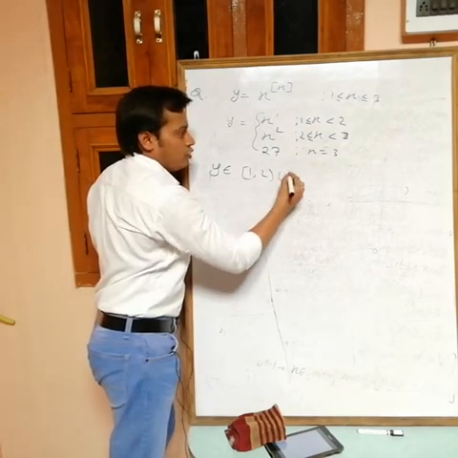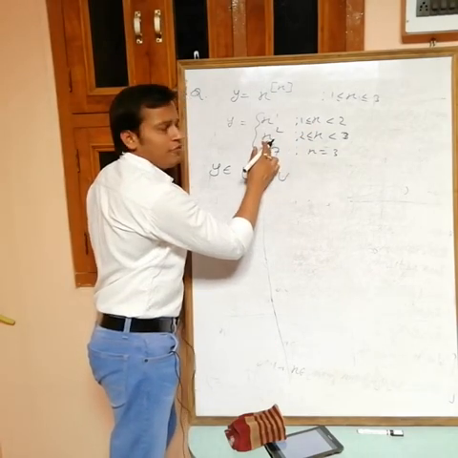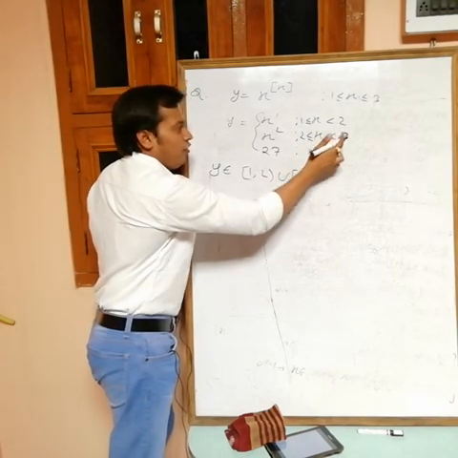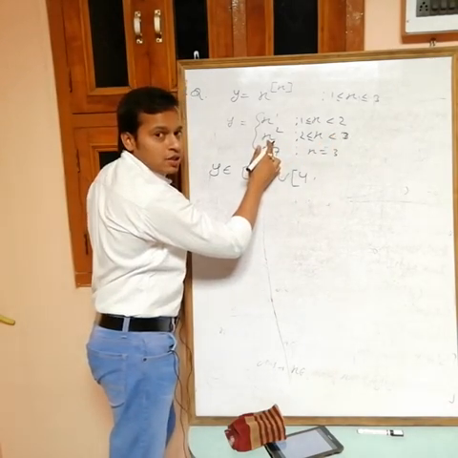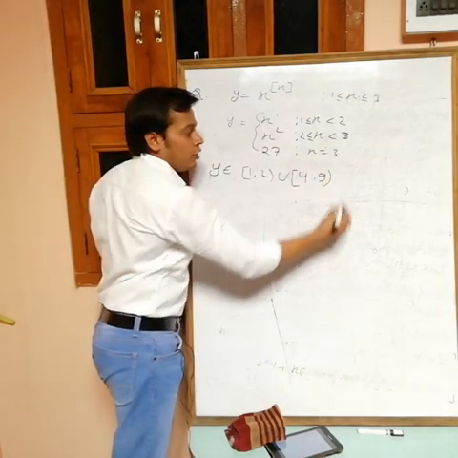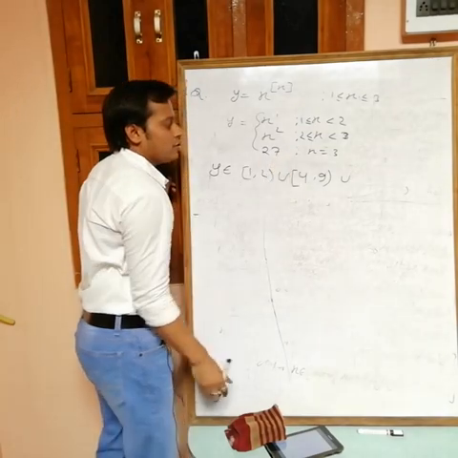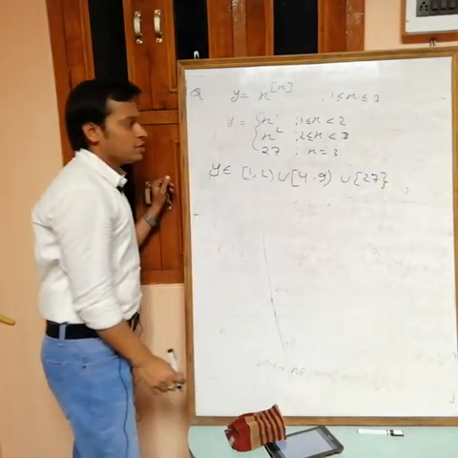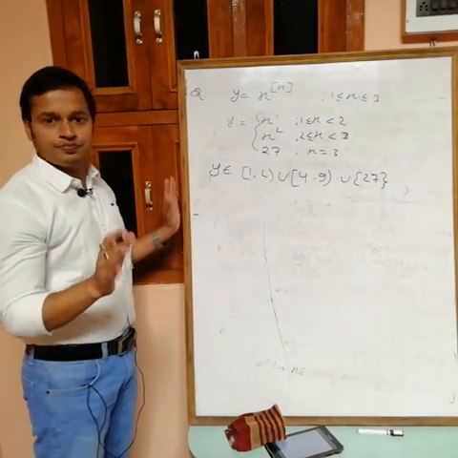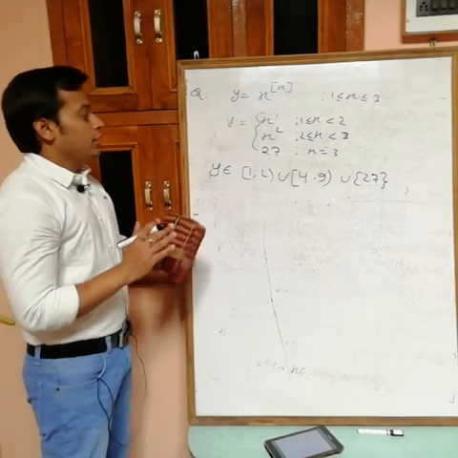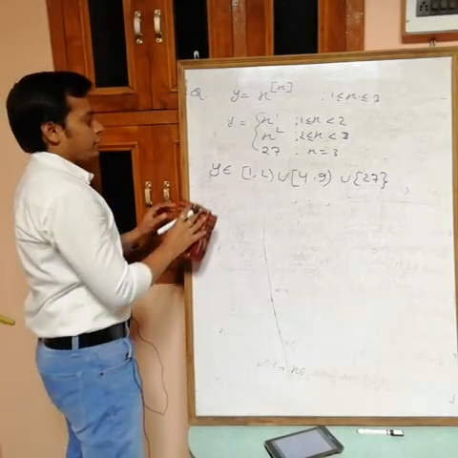Then for this one, union. If you put 2, what we are getting? 4, and 2 is included. If you put 3, what we are getting? 9. 3 square is 9, but 3 is not included, so open interval. Union, for 3, value of y is 27. Only a single element, so I am writing this one in a set. Okay. So this one. Got it? Okay. Thank you. Write down. Now next question.